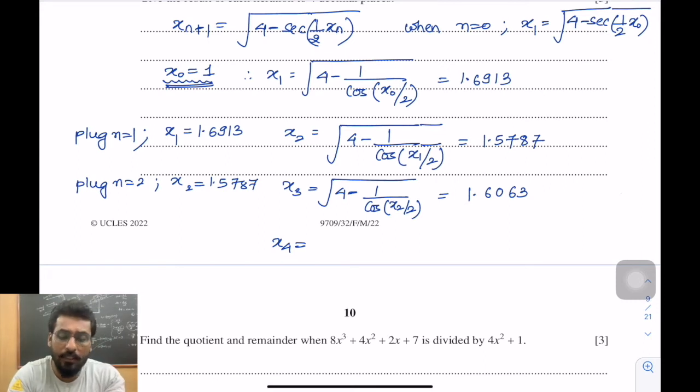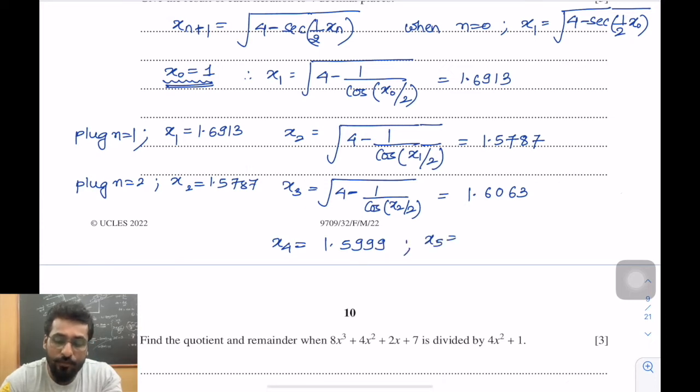So press the calc button, enter 1.6063. The answer is 1.599999 and so on. So 1.5999, 4 decimal places. Now I'll get x5. So I'm going to again press the calc button and enter the value of x as 1.5999, 4 decimal places you're going to enter. So the answer came 1.6015.